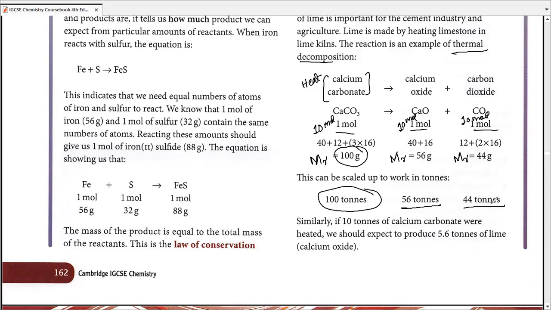Make sense? And if I have 10 tons of calcium carbonate, I would produce 5.6 tons of calcium oxide, and of course, 4.4 tons of carbon dioxide. I hope that makes sense too, because we are really scaling it into many different scales, sometimes much larger, sometimes much smaller, sometimes something in between. I hope all of this does really make sense to you, right?